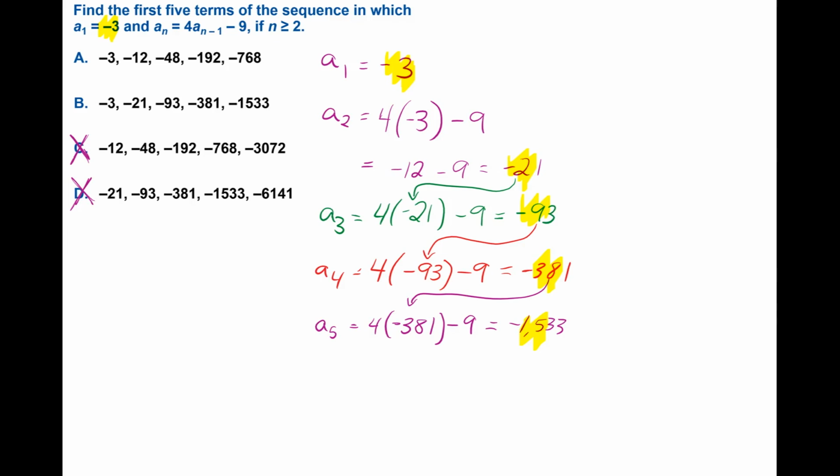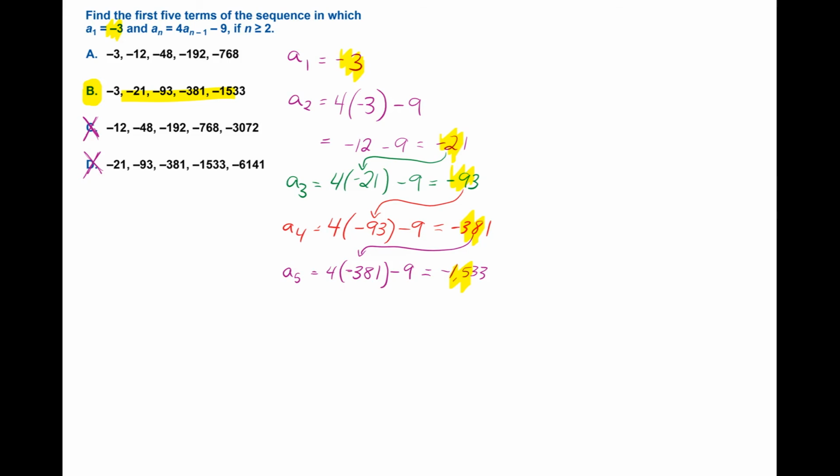And we see that answer B correlates with our answers. So B stands for the first 5 terms. That's good practice in reading a recursive formula and being able to find the terms of it. Really important that we understand what a sub n and a sub n minus 1 is.